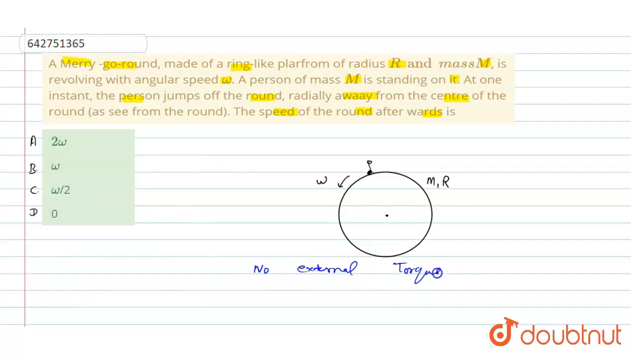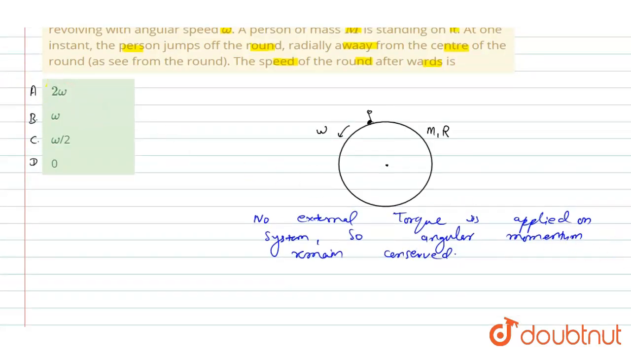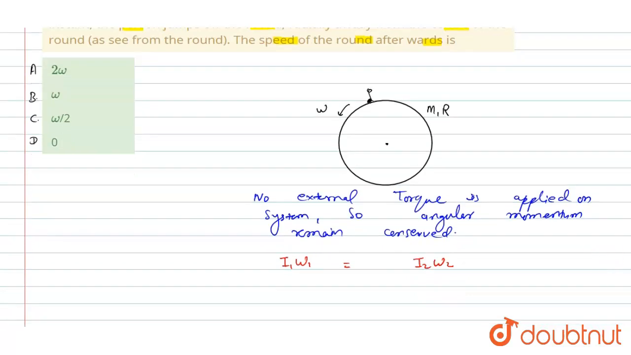So we can write here that no external torque is applied on the system, so angular momentum will remain conserved. That means initial angular momentum I1 omega 1 is equal to, after jumping, I2 omega 2. Now, initial I is the moment of inertia.